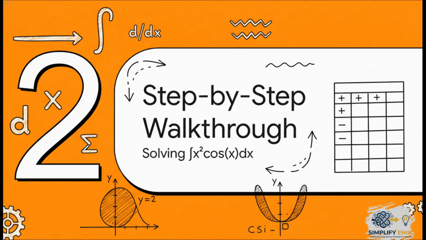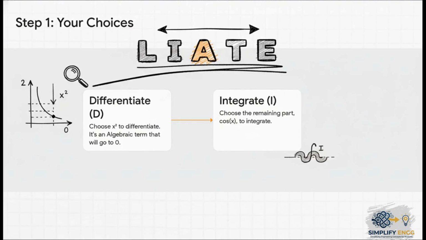So let's solve a classic problem together, the integral of x squared times cosine of x. All right, step 1. We've got to make our choices. Which part goes in the D column and which goes in the I column? Well, there's a really handy rule of thumb called LIATE. It stands for logs, inverse trig, algebraic, trig, and exponential. You just follow that order to pick your D term.